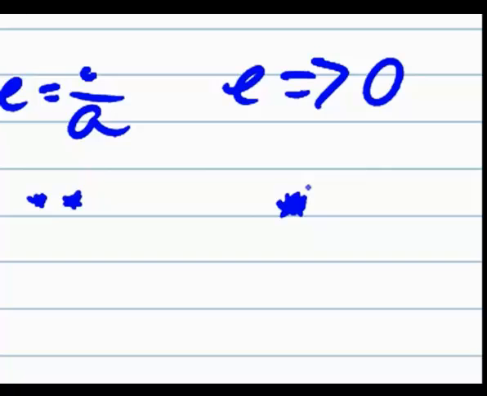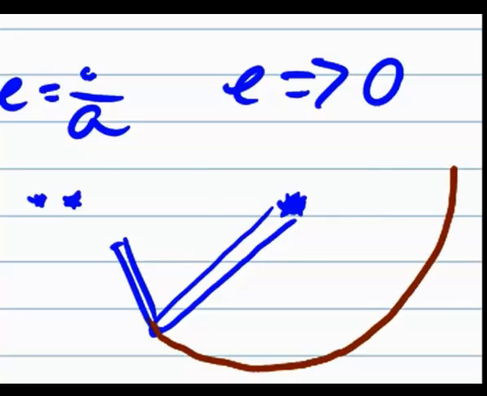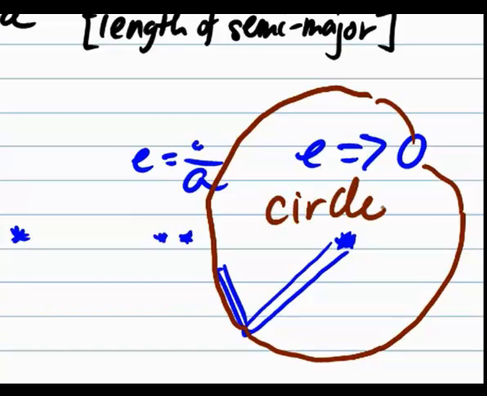If we use a string and tie it in a loop, something like this, and then we put a pin here to draw what that particular shape would be, let's say in brown. If we are constricted by that loop, then what are we going to form here? We're going to form what's called a circle.